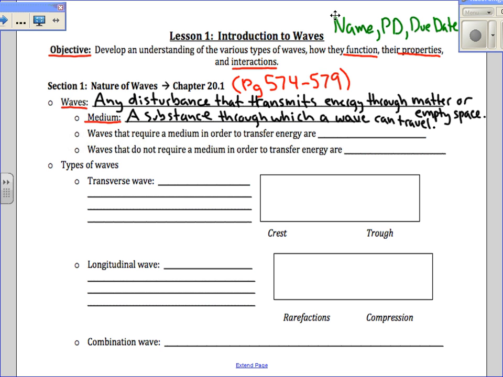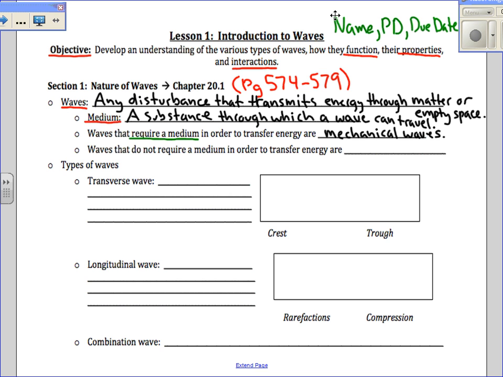Okay? So waves that require a medium in order to transfer energy are known as mechanical waves. Okay, so those are mechanical waves. Examples of these include ocean waves or seismic waves. Okay, so the medium in these cases are water and solid earth.